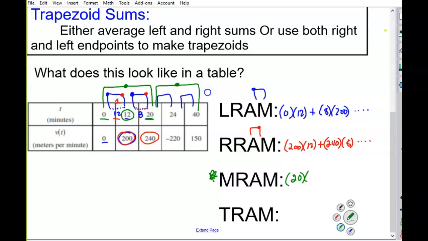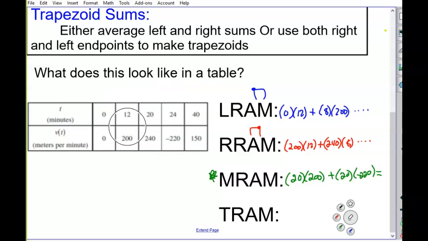What's the midpoint height of this first rectangle? 200. Okay. And then there's only one other rectangle. The width from 20 to 40 is 20. And then the height at this midpoint would be negative 220. And that's as far as we could go with that one. So notice we don't need a graph, but we kind of draw one anyway. All right.